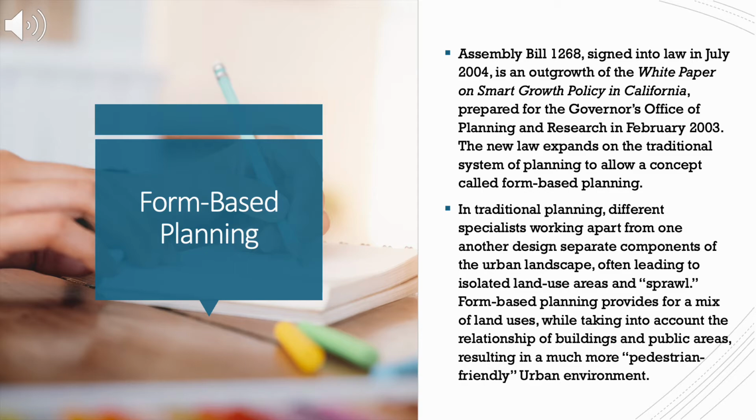In traditional planning, different specialists working apart from one another design separate components of the urban landscape, often leading to isolated land use areas and sprawl. Form-based planning provides for a mix of land uses, while taking into account the relationship of buildings and public areas, resulting in a much more pedestrian-friendly urban environment.